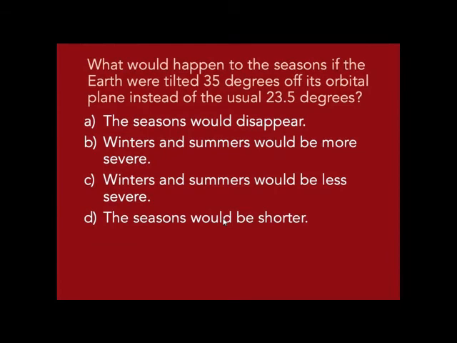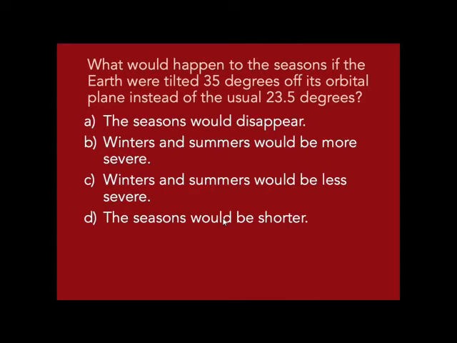All right, so what do you guys think would happen to the seasons if the Earth were tilted 35 degrees off its orbital plane instead of the usual 23.5 degrees? I think we would all spin off into space. I don't think so. I don't think that affects anything having to do with spinning off into space. Okay, good. All right, so which do you think it is? I think that you'd have more severe seasons. Yeah, you'd probably have more severe seasons, right?